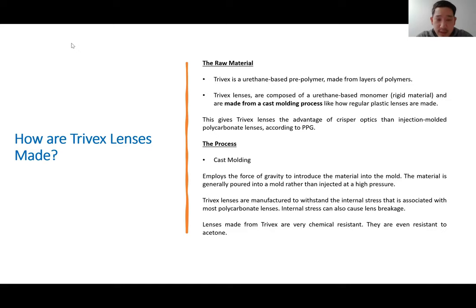So the three most important things to remember, because of the cast molding process that Trivex undergoes, are the top three advantages of Trivex. Number one, crisper optics, because it is made from cast molding as compared to the injection molding that a polycarbonate lens undergoes. Number two, it can withstand internal stress. And third is the chemical resistance that Trivex has as compared to a polycarbonate lens. Chemical resistance means it can resist acetone and alcohol. So if you happen to clean your lens with acetone or alcohol, you will be protected by the Trivex lens, because the lens will not be easily damaged as compared to other lens materials.